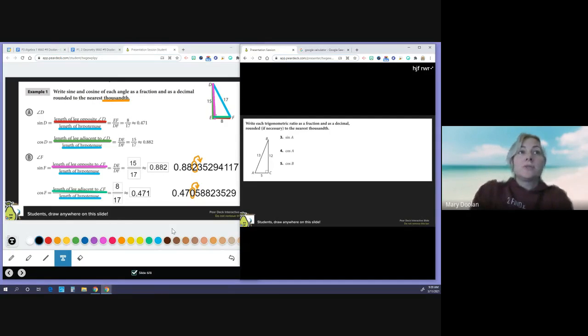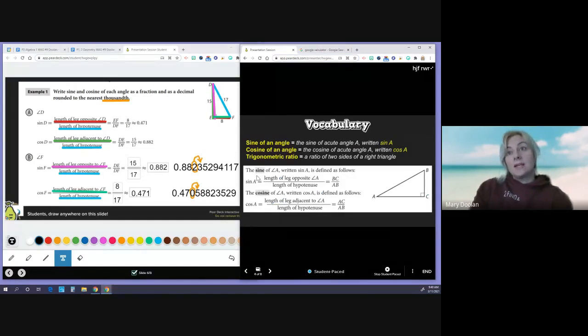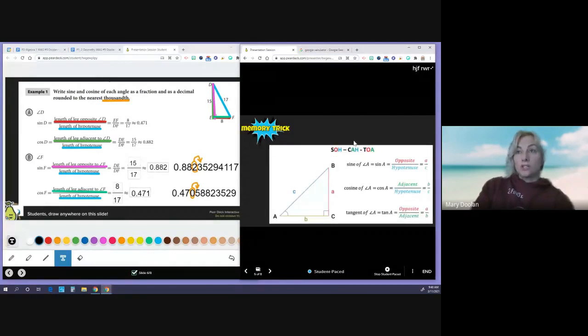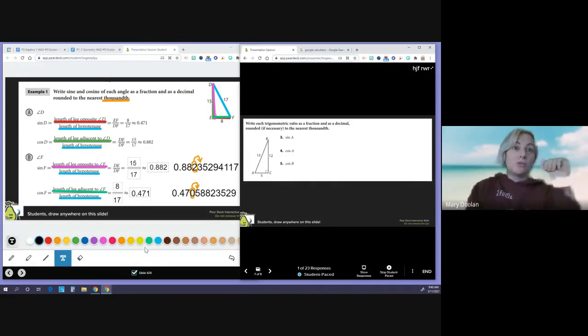The only difference here is we don't have all this information to help us figure out what's what. So we have to either come back to this slide to see sine of A, I'm looking at opposite over hypotenuse, or go back to this slide, sine is opposite over hypotenuse, or even this slide, or I could just remember SOHCAHTOA. S-O-H: sine is opposite over hypotenuse. So there are lots of little memory tricks to remember these. We're just writing ratios, okay?